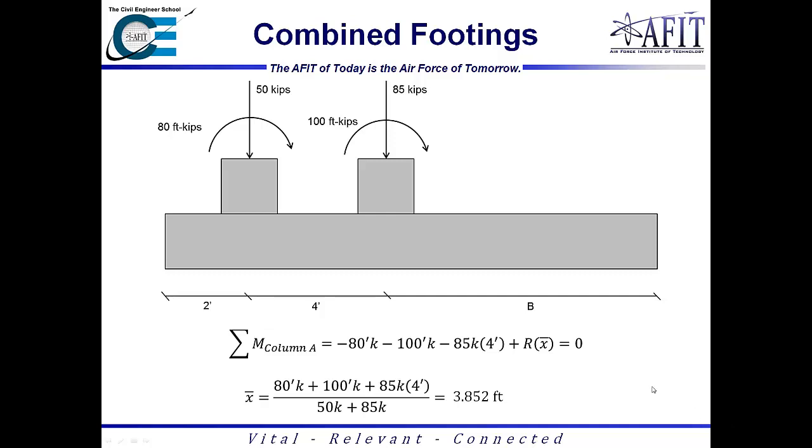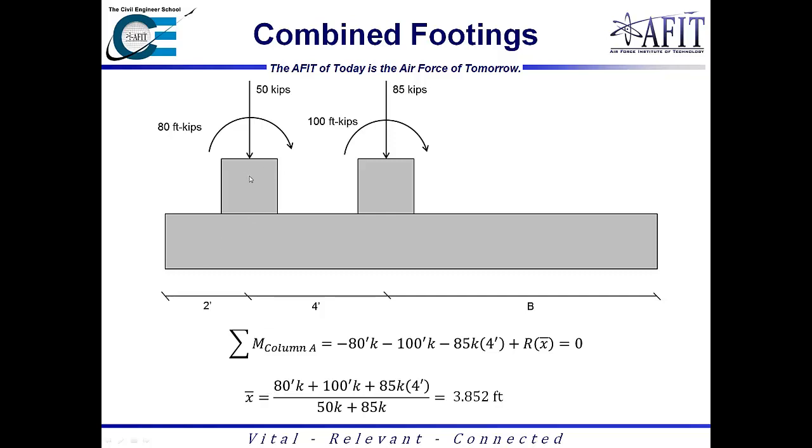To solve for this, we're going to take the moments about column A. I'm going to call this column A right here for reference. As we do this, I'm going to take this negative 80 foot-kips and this negative 100 foot-kips moment and plug those into the equation, as well as this negative 85 times 4 feet moment. Then I'm going to add a resultant at some x-bar distance away. That will be our moment equation. If I solve for x-bar, I get a value of 3.852 feet from this column.